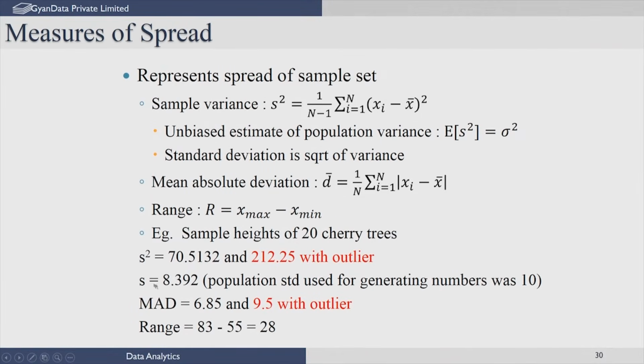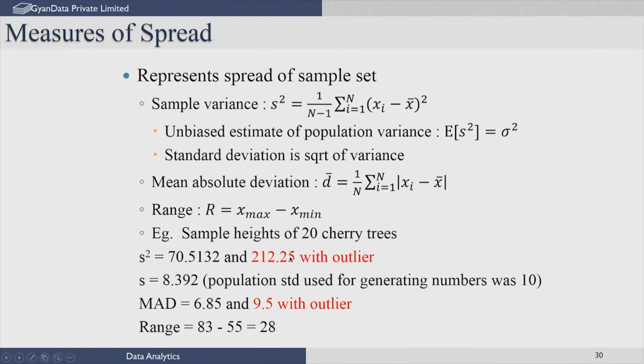70.5132, and if we take the standard deviation we will find it is 8.4. As I told you, I had used a standard deviation of 10 to generate this data from a normal distribution, and we find that the sample standard deviation is a reasonably good measure of the population parameter, which was unknown. On the other hand, if I add an outlier of 50 units to the first data point and recompute s squared and s, s squared turns out to be 212, and if I take the square root it is around 14, which is significantly deviating from the population parameter 10.